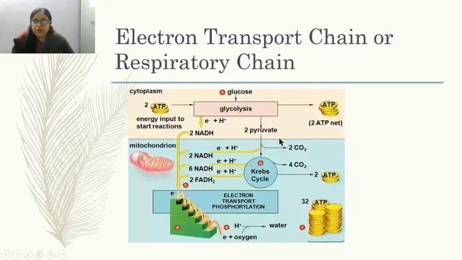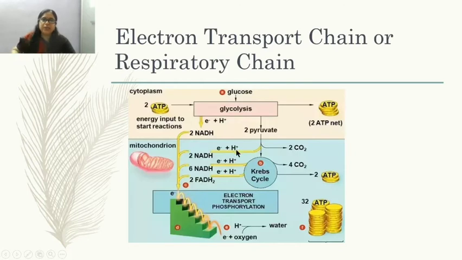Breakdown of glucose into pyruvate, glycolysis, some amount of ATP is produced here. Then pyruvate undergoes chemical changes, acetyl coenzyme A enters into the Krebs cycle, and here you will see the production of NADH and FADH2. Some molecules are produced here directly, ATP in the Krebs cycle. Some new molecules which are formed are NADH and FADH2.